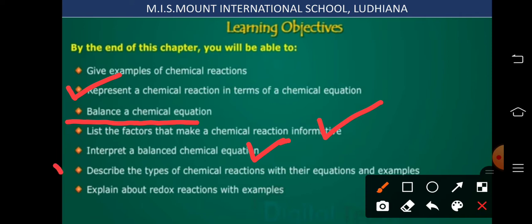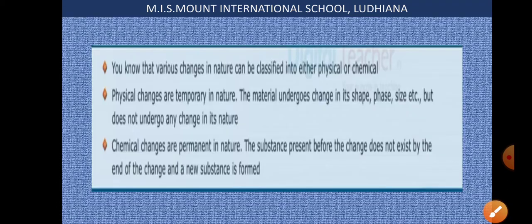Then describe the types of chemical reactions with their examples, and hopefully you will also get to know about redox reactions. So these are the basic objectives of the chapter, what you will get to know by the end of the chapter. So let us start.